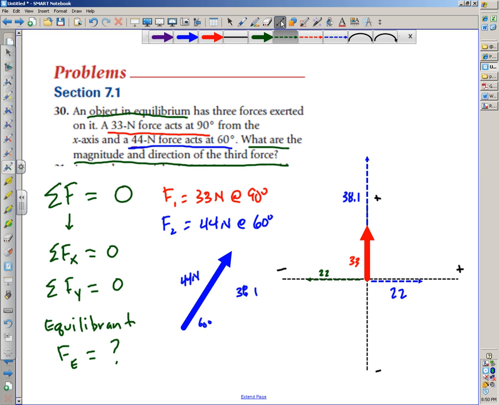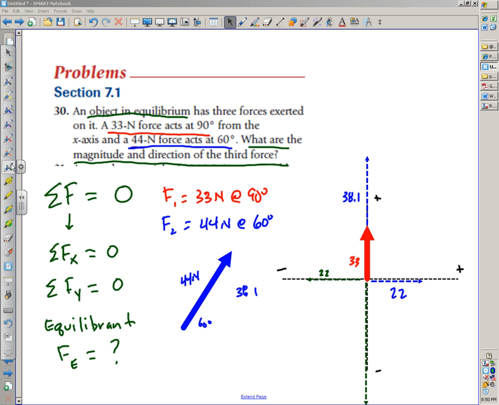Then on the y-axis, we have to balance out the combination of those two vectors, right? And this dotted green one has to be the sum of those two. So doing that in my head real quick, unless I'm mistaken, that would be 71.1.